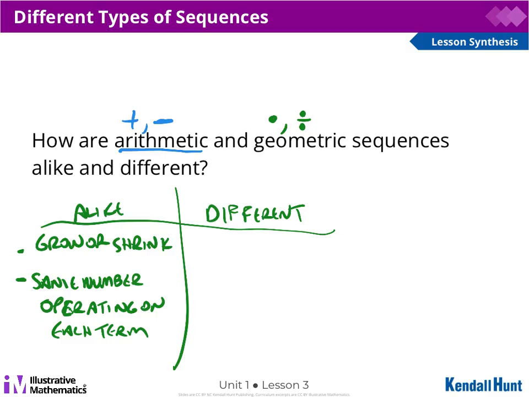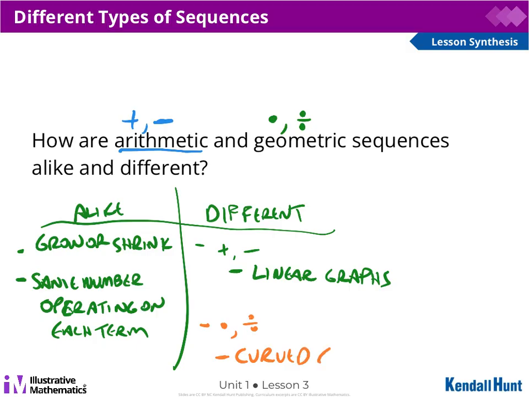How are they different? Well, obviously arithmetic sequences add and subtract. So arithmetic sequences give you linear graphs. And we'll look at that when we get to the practice problems. Geometric sequences multiply and divide, and they give you curve graphs, and they grow much faster than linear sequences. All right. So we didn't talk about this one much in class specifically.